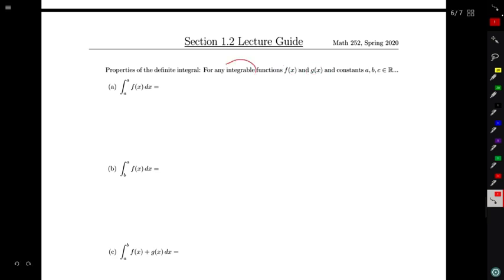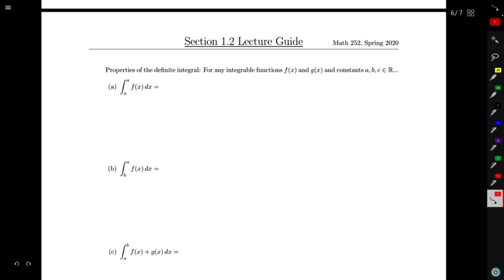Remember that this word integrable means able to be integrated. It means that the integral exists. Since the integral is defined by a limit, it's not true that every function is integrable. Some limits certainly don't exist. But really everything that we're working with in this class will be integrable. We're also going to have some constants, a, b, and c, which are real numbers.